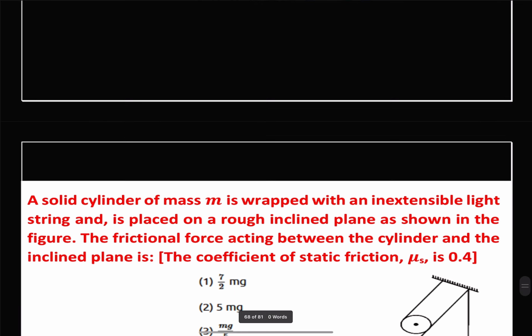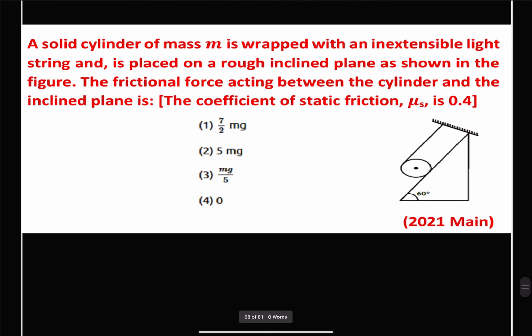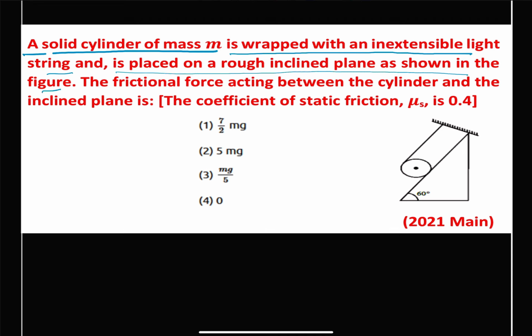Next question. It states that a solid cylinder of mass m is wrapped with an inextensible light string and is placed on a rough inclined plane as shown in the figure. The frictional force acting between the cylinder and the inclined plane is, the coefficient of static friction is 0.4.